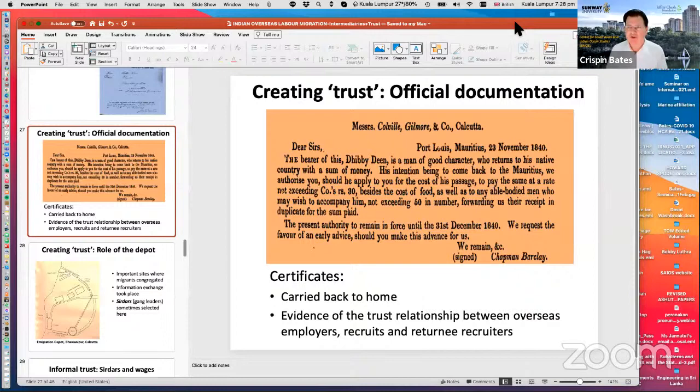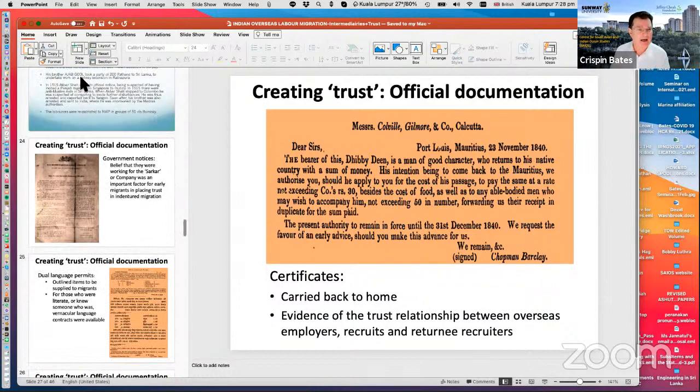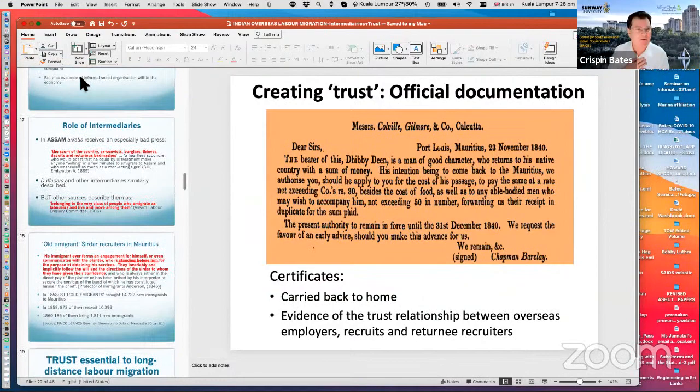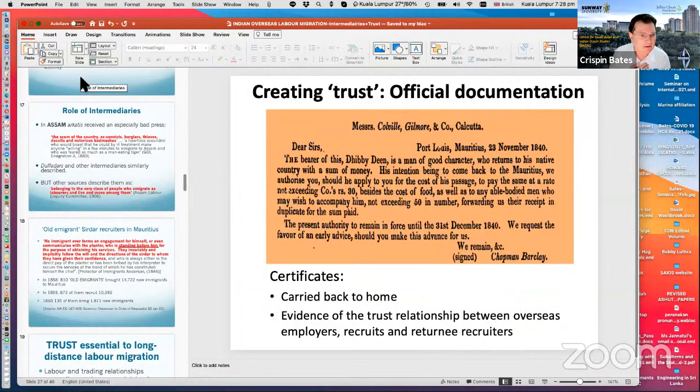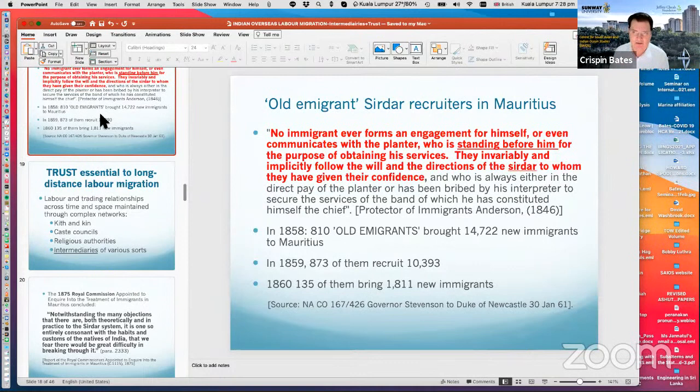But there was no formal documentation. There was no British official, there was never a British record office keeping details of intermediaries. They didn't have any official status. That's why I said they occupy the informal economy. It's returnee recruiters who recruited the migrants, but the number of migrants who were brought by intermediaries was inconsistently collected. There was no official policy to enumerate them.